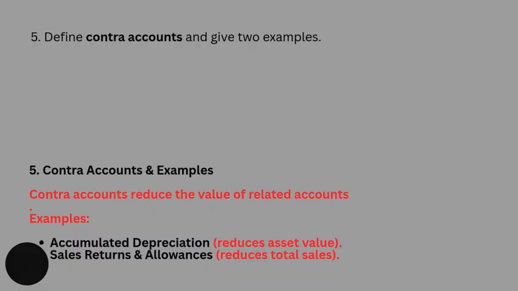This account reduces the value of fixed assets over time, reflecting their wear and tear. Second, there's sales returns and allowances. This account decreases total sales, acknowledging that not all sales are final and some products may be returned. Understanding these accounts allows us to maintain accuracy in our financial statements.